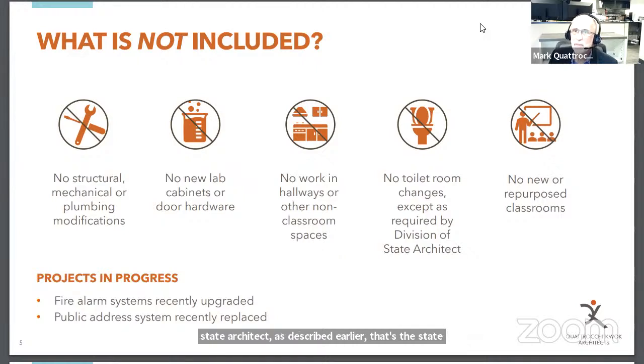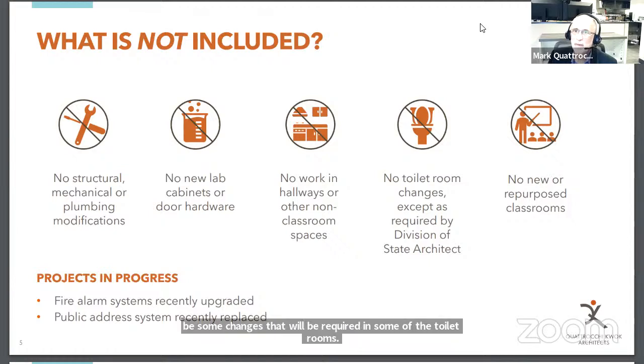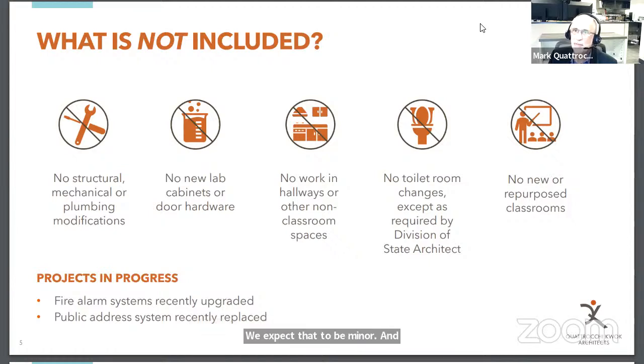There will be some changes that will be required in some of the toilet rooms. We expect that to be minor, and that's because over the years, again, we've done a lot to improve the accessibility of the entire 6 comprehensive campuses. And then lastly, we're not repurposing spaces. If it's currently a classroom or currently a lab, it's staying that way. And that's precisely the way the committee wanted to do this.